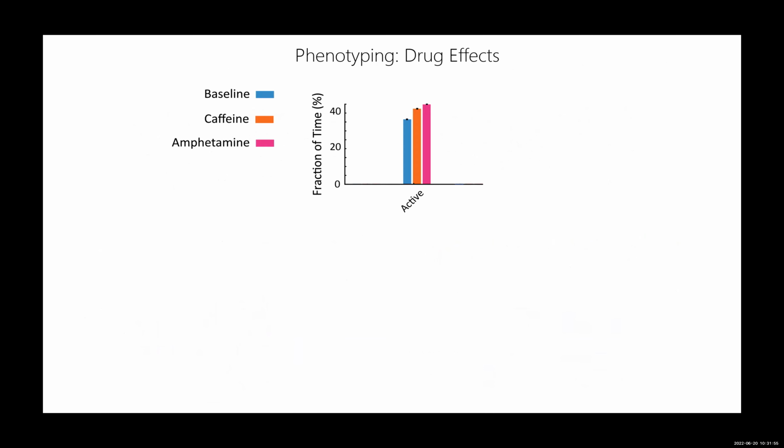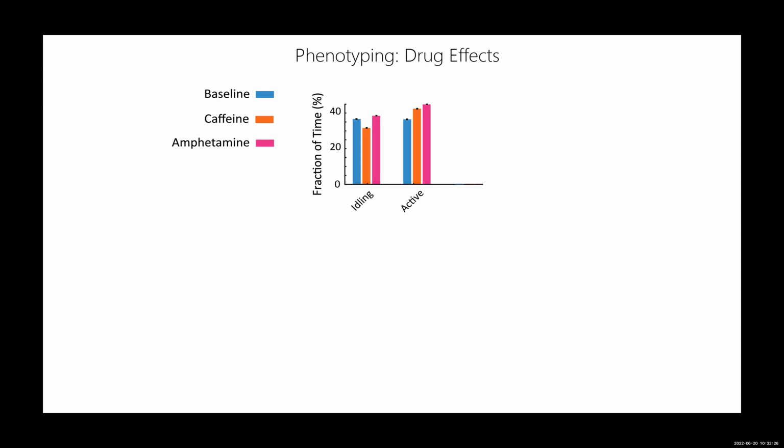What you're seeing here is what we were previously capable of doing in open field behavior, which is just quantifying the amount of time the animal is moving in response to two different drugs, in this case caffeine and amphetamine. So these are the coarse automatic metrics that we used to be able to use. You don't see much of a difference, right? So caffeine and amphetamine seem to increase the activity level of that animal.